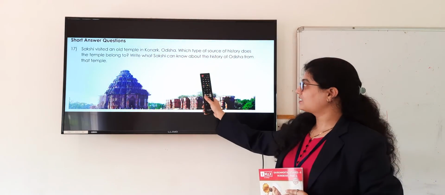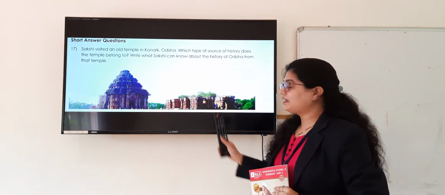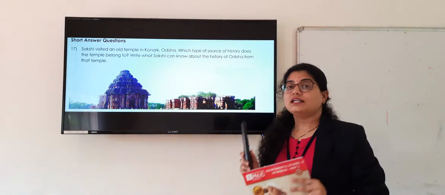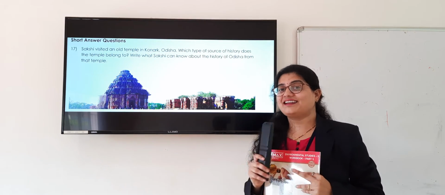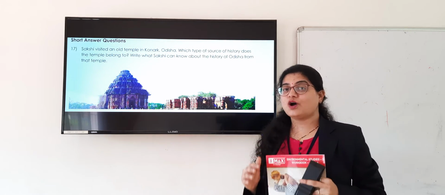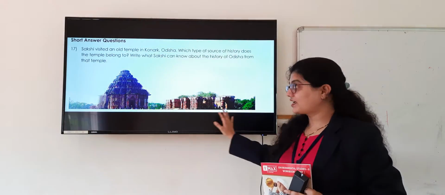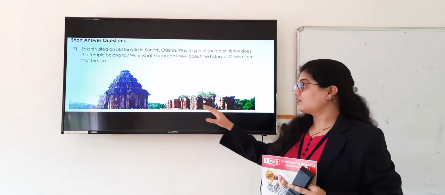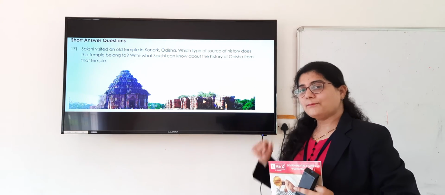Write what Sakshi can know about the history from Odisha, that temple. Here you have to tell which type of historical source this temple belongs to. Yes, correct. Temple is a famous building. So this temple belongs to an archaeological source, and from that source Sakshi comes to know about the life of the people who were there in the past.